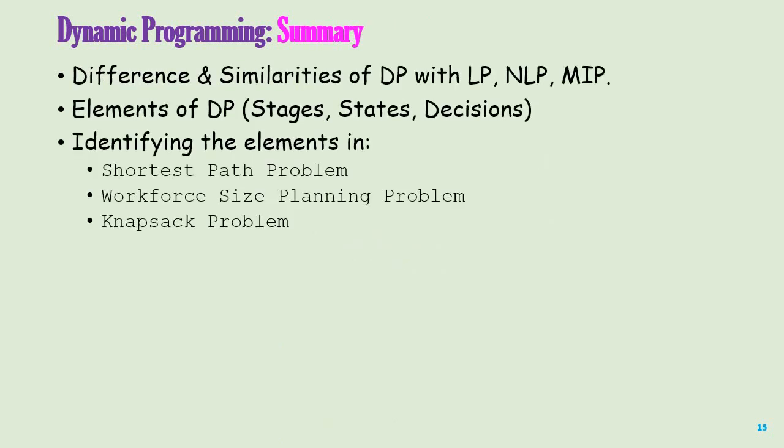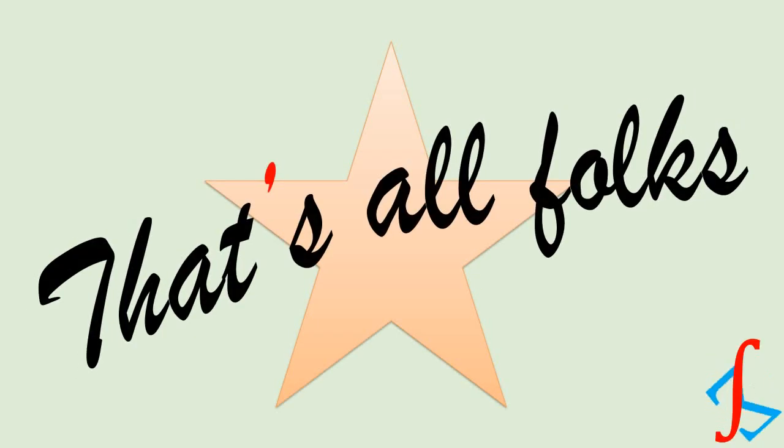To summarize, we have seen the differences and similarities of dynamic programming with the other optimization methods. We have also seen what the elements of dynamic programming are. Then we have identified the elements of a dynamic programming problem in the shortest path problem, the workforce size planning problem, and the knapsack problem. That's it.